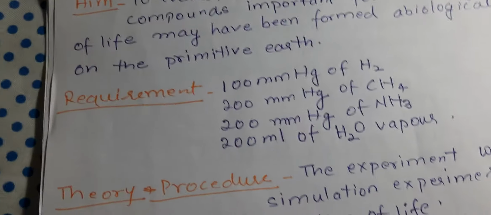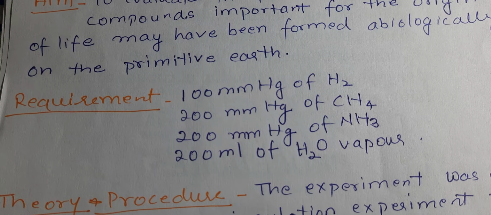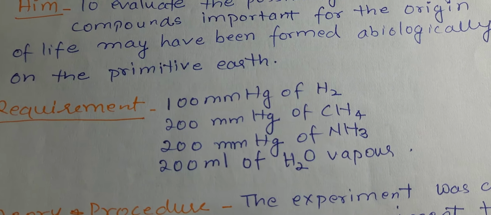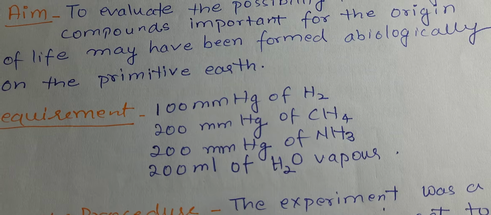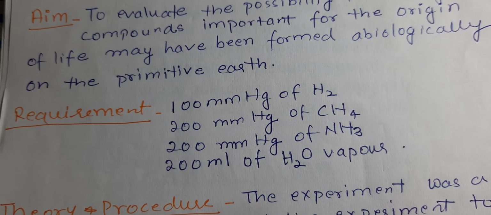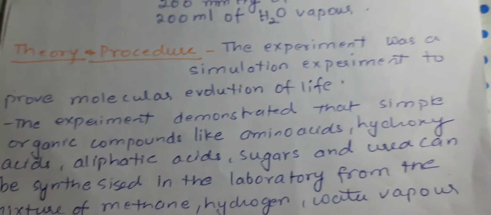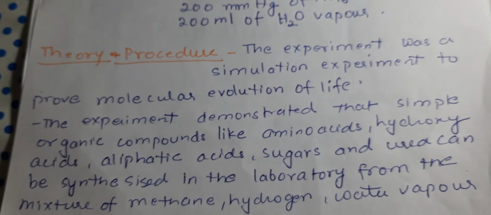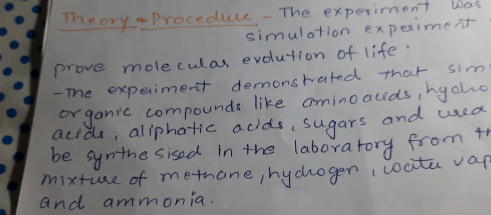So the requirement was 100 mmHg of hydrogen, 200 mmHg of methane, 200 mmHg of ammonia, and 200 ml of water vapor. Now, what is the procedure and theory? The experiment was a simulation experiment to prove the molecular evolution of life.